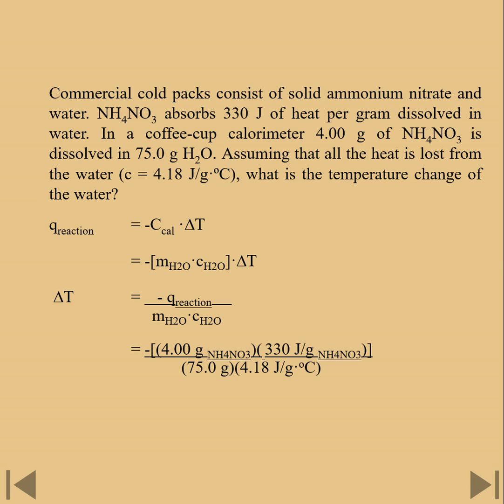So let's solve for our change in temperature. Again, the energy of the reaction, 4 grams times 330 joules per gram, mass of the water, specific heat of the water, and I calculate negative 4.21 degrees C. Now what does that negative mean? That the temperature is going down, and indeed with a cold pack we would expect the temperature of the surroundings, what you have in contact with the cold pack, to go down.